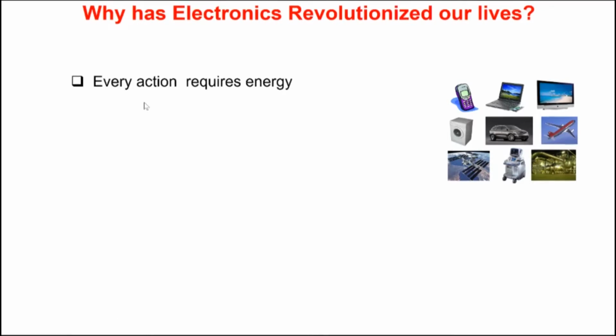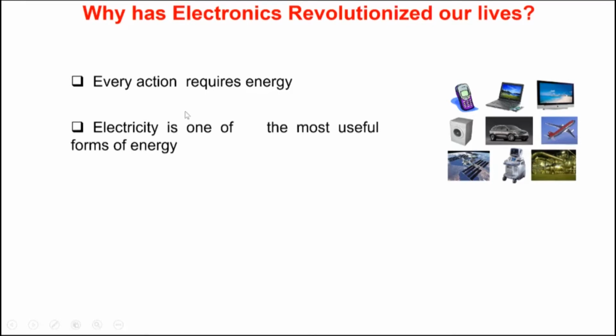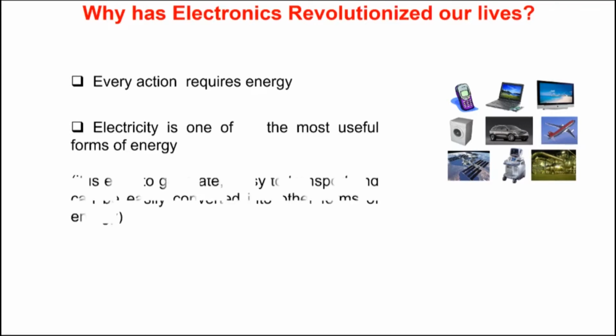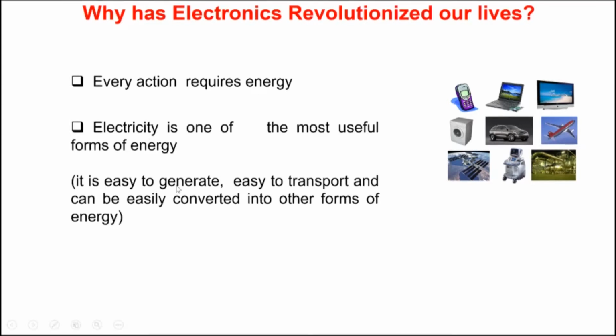The first thing is obvious: every action requires energy. No matter what we are thinking of doing, whichever problem we are trying to solve, it would require energy in some form. So that's a self-evident statement. Every action requires energy. The second one is electricity is one of the most useful forms of energy. Well, in fact, our direct contact with electricity is often painful. We get a shock. But electricity has several useful properties. It's easy to generate, easy to transport over long distances.